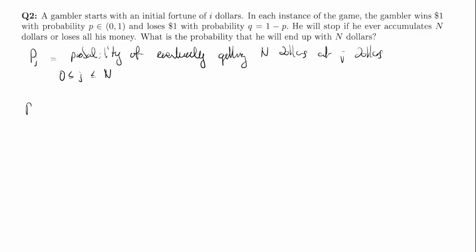So now we can write Pj is equal to p times P(j+1) plus q times P(j-1). And why is this? Well, p is just the probability that the gambler wins the first game. And then if he wins the first game, he'll be at j plus $1, which means that his new probability of winning is P(j+1). And q is his probability of losing the first game. So his probability of winning would just be, since he loses $1, P(j-1).